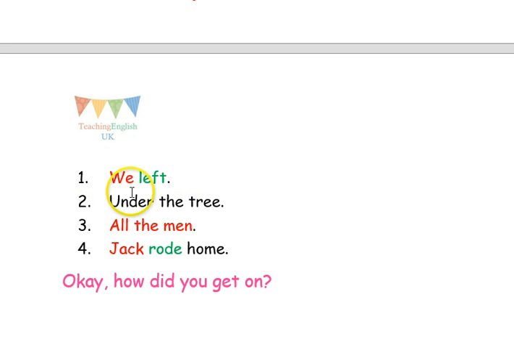Okay then, so question 1, we left. We have the subject and we have a verb and it makes sense. So this is a simple sentence. Under the tree is missing a subject and a verb, therefore it is just a phrase. Here we have all the men. This is a subject, but there is no verb. And question 4, Jack is the subject, rode is the verb, and it is a complete thought, so this is a simple sentence. How did you get on?